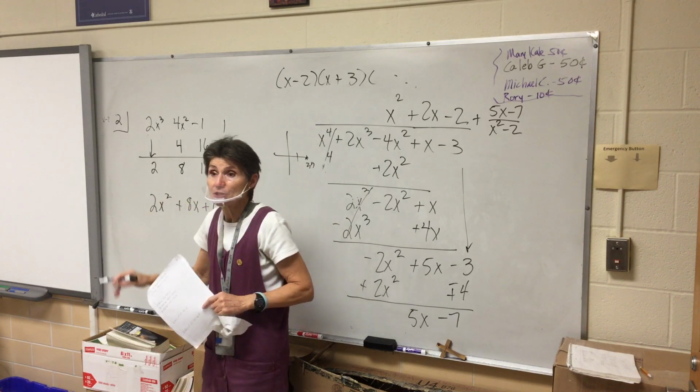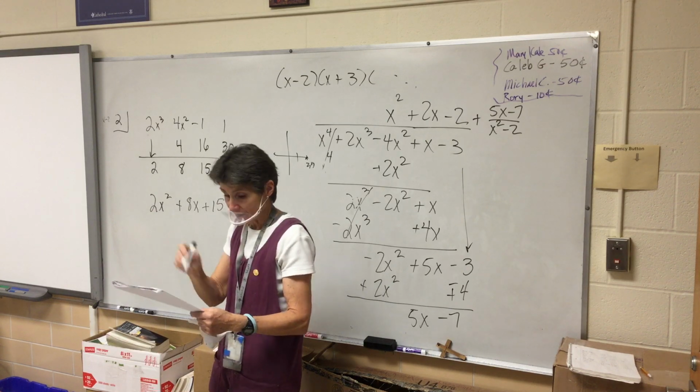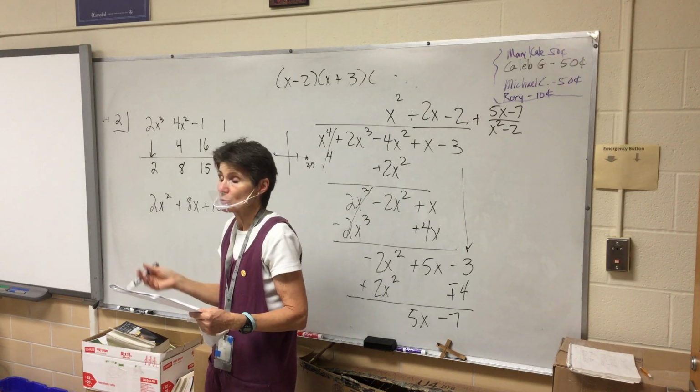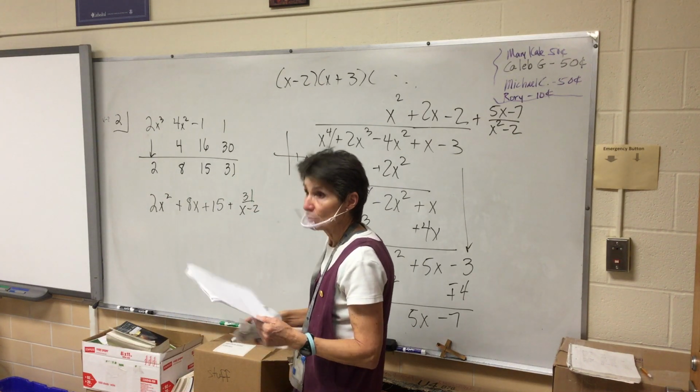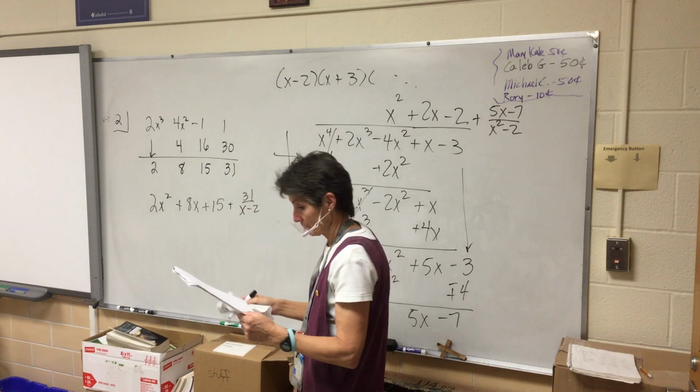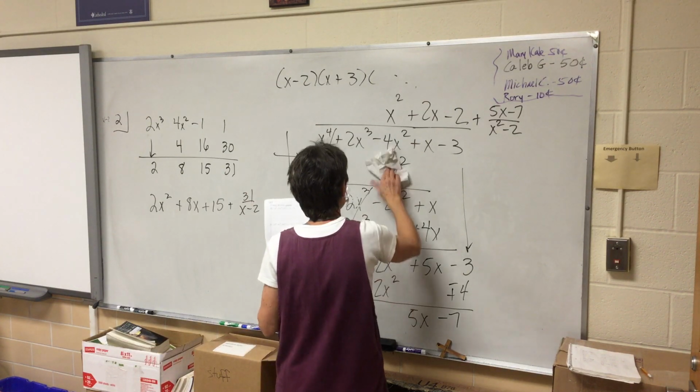So if somebody wanted to know if x minus 2 is a factor of that polynomial, the answer would be no, because the remainder is 31. And we need the remainder to be 0. All right, let's try B. B is going to have some zeros in it.